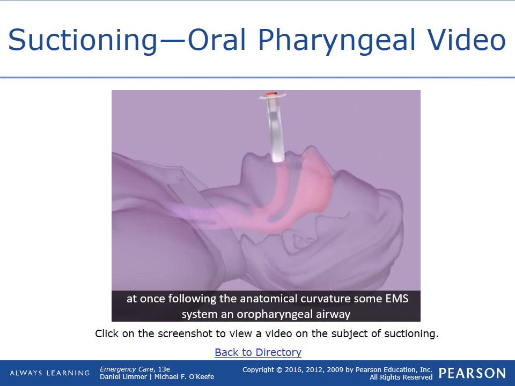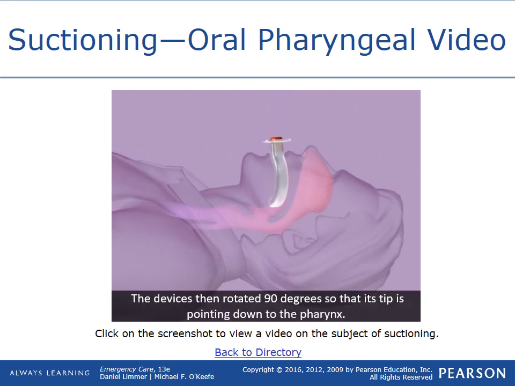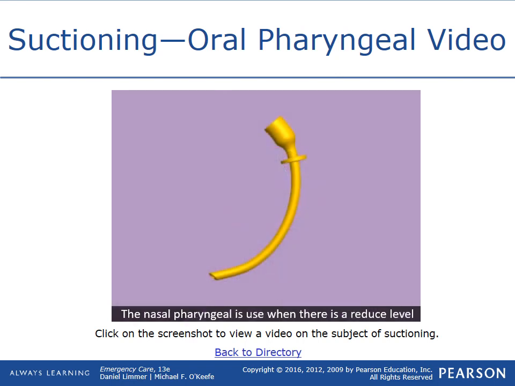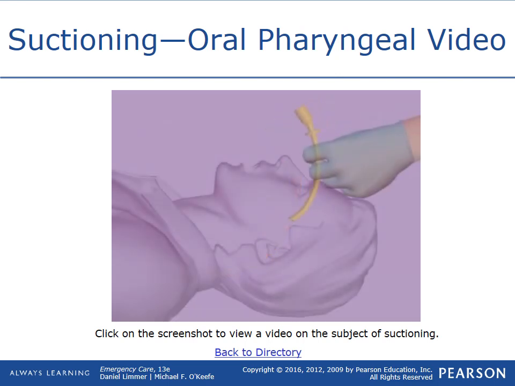Some EMS systems allow an oropharyngeal airway to be inserted with the tip pointing to the side of the mouth. The device is then rotated 90 degrees so that its tip is pointing down to the pharynx. The nasopharyngeal airway is used when there is a reduced level of responsiveness but still a gag reflex, or when the teeth are clenched and there are oral injuries.